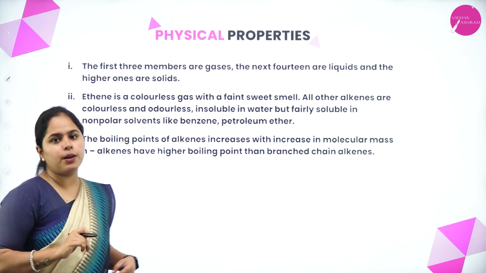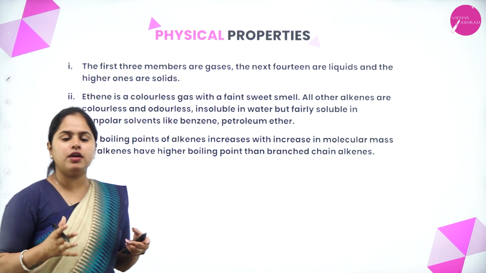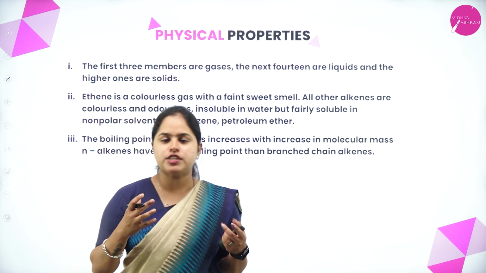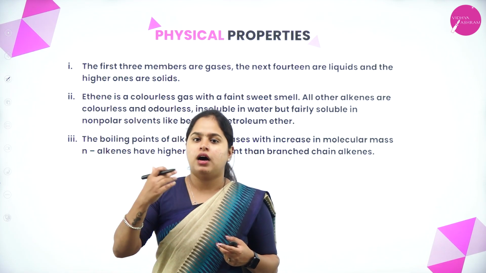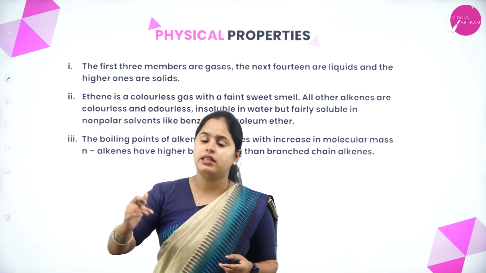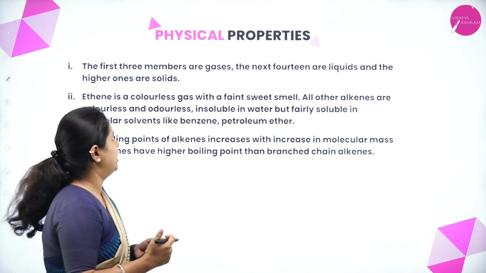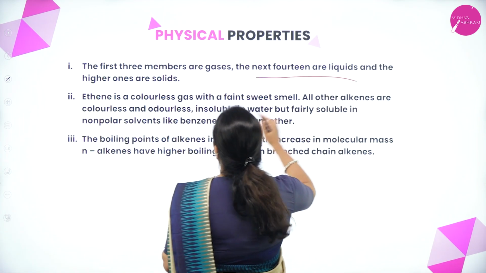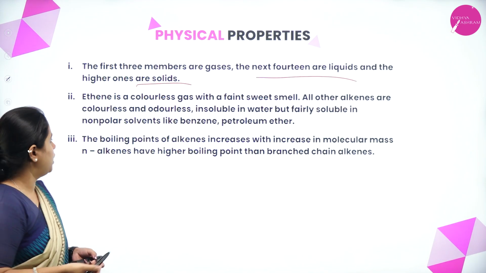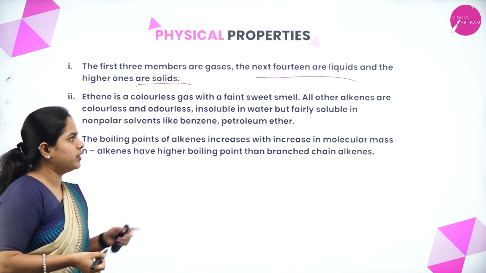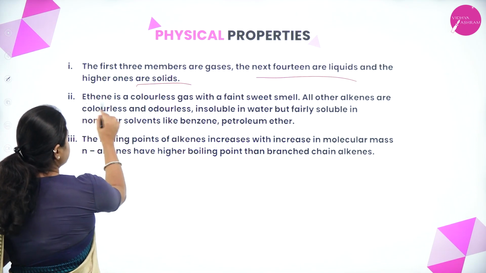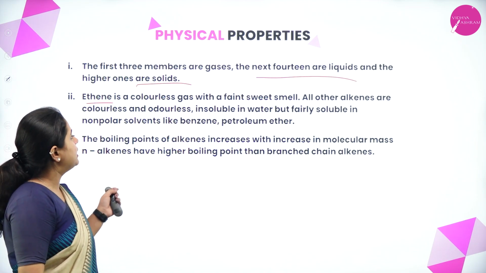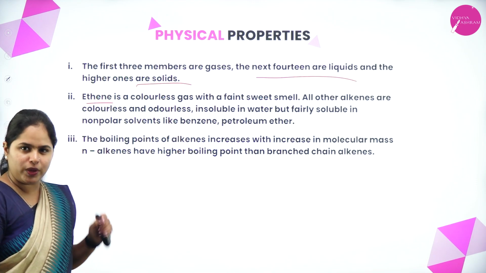Now moving on to physical properties of alkenes. It's quite similar to what we have studied in the case of alkanes. The lower members, or the first three members, are gases, the middle ones are liquids, and the higher ones are solids in nature. So the first three members are gases, the next 14 are liquids, and the higher ones are solid. Ethene is a colorless gas with a faint sweet smell. Ethene is the first member, right? Do we have methane? No, right? The first member is ethene.